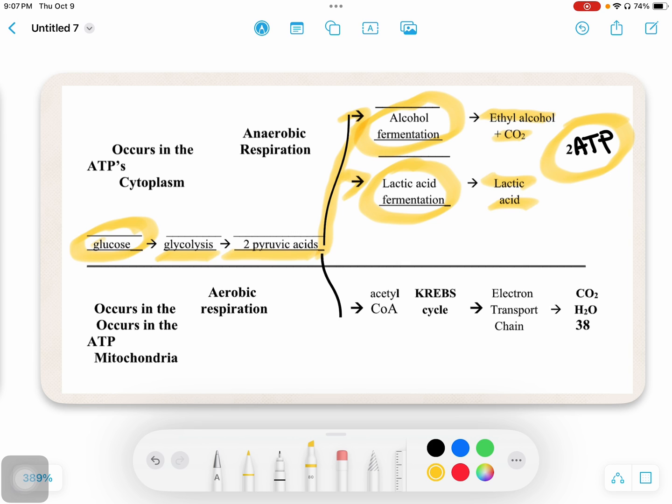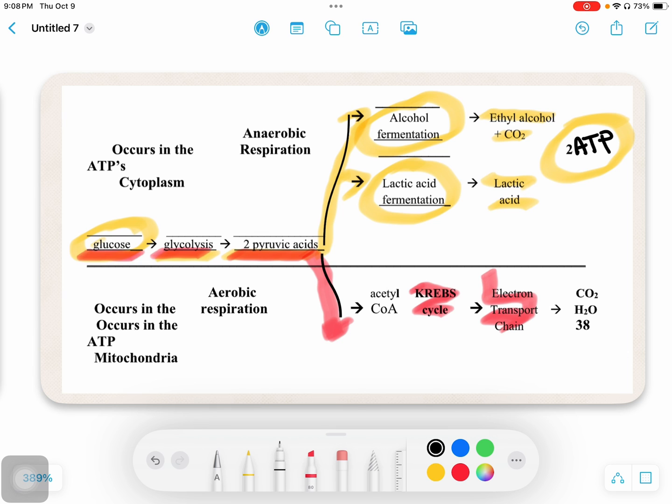Again, we start back at the very beginning with glucose to glycolysis and then to 2 pyruvic acid. From there, we're moving out of the cytoplasm into the mitochondria. We are then now considered to be in aerobic respiration because, again, oxygen has to be present. We convert that pyruvic acid into acetyl-CoA. It then goes into the Krebs cycle, where it's going to start breaking down into carbon dioxide and ATP. It'll then, after that, go into the electron transport chain, and where it'll break down even further, creating water and even more ATP.